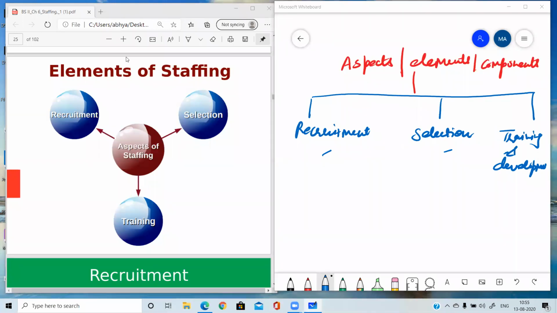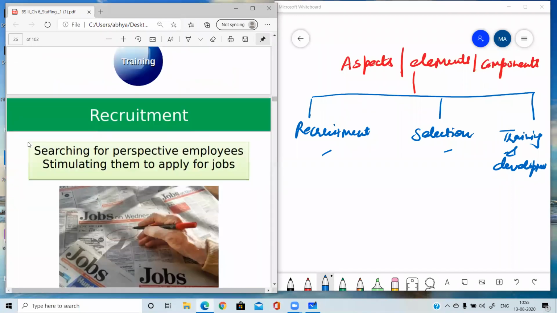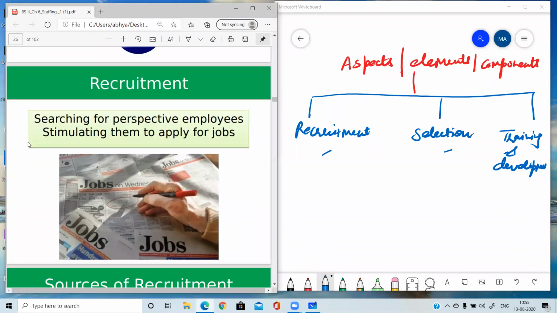We have already done meaning of recruitment. Recruitment is the process of searching for prospective employees. This is the recruitment. It's not perspective, it's prospective. Searching for prospective employees and stimulating them. Stimulating them means motivating them, encouraging them to apply for the jobs.